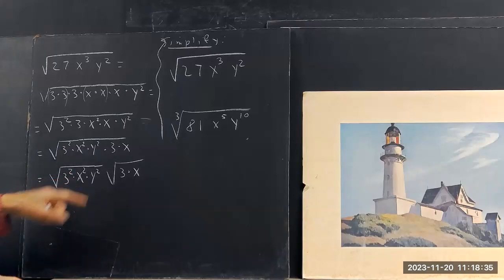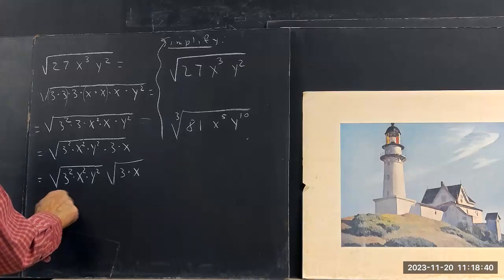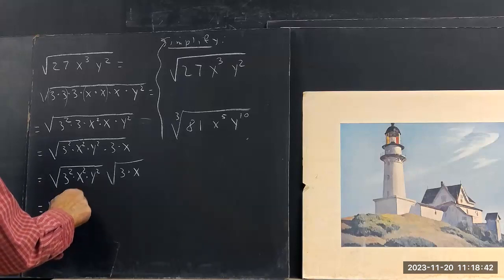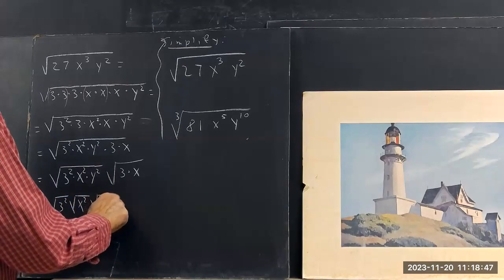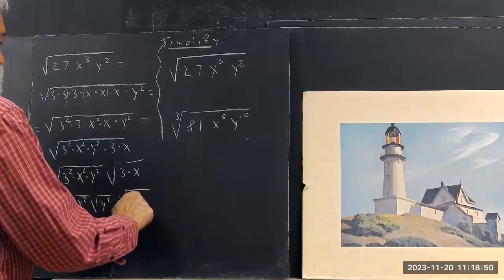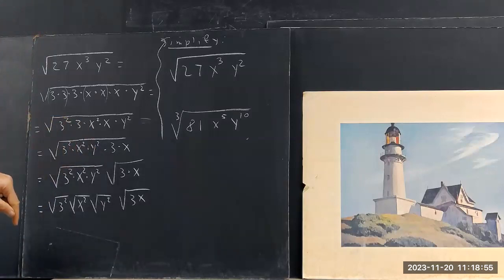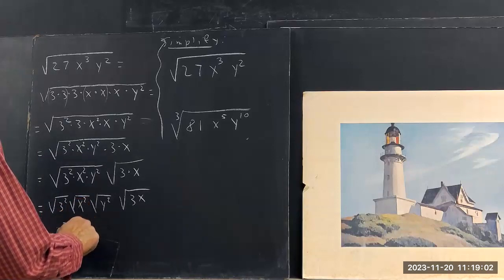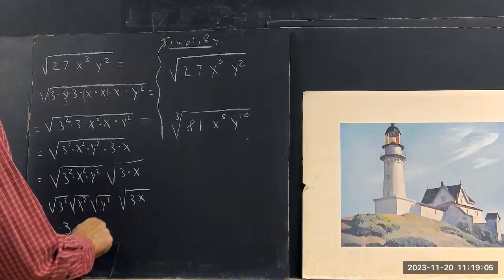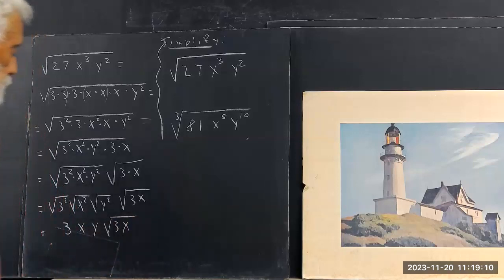it might be obvious what to do with this, but just to make sure, I'm going to break it down even further. I'm going to do the square root of each one of these. So now the square root of 3 squared is just 3. Square root of x squared is just x. Square root of y squared is just y. And we multiply that by the square root of 3x.